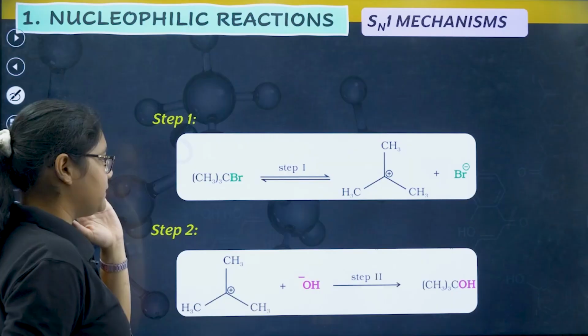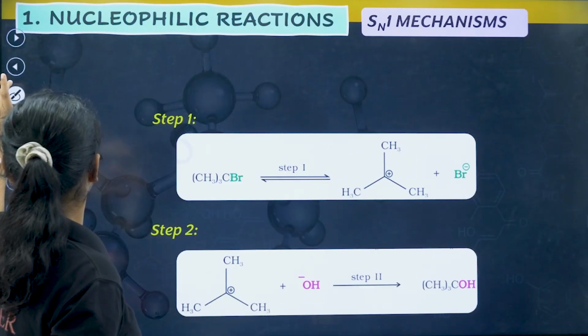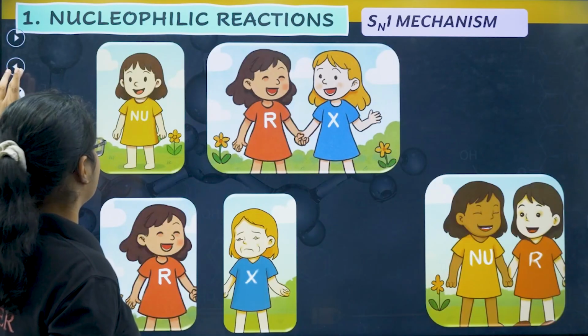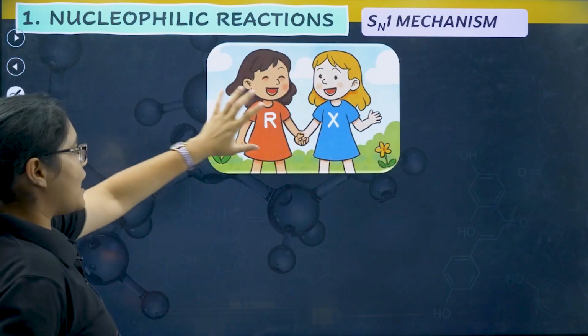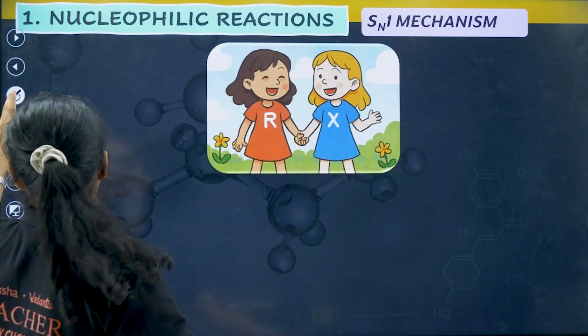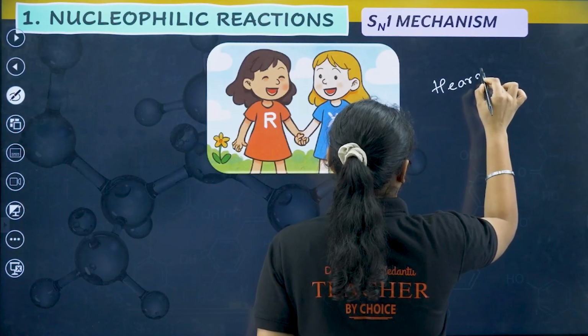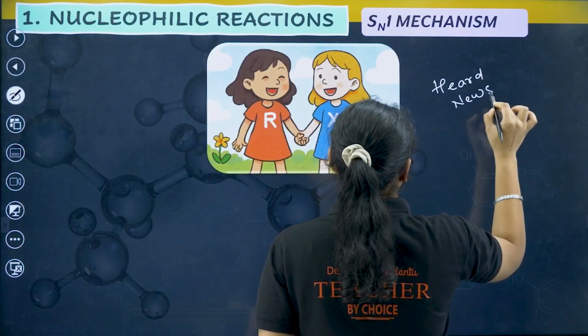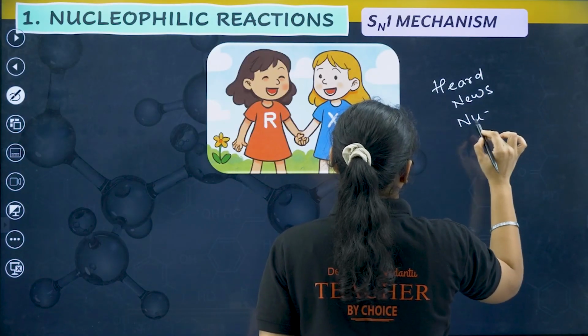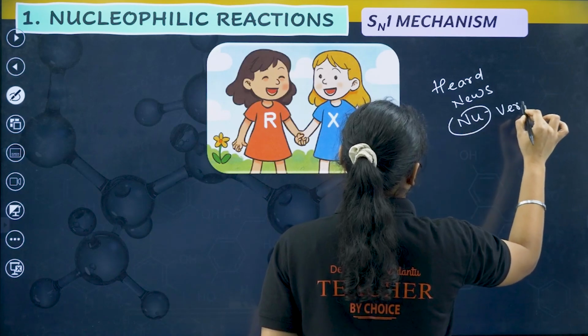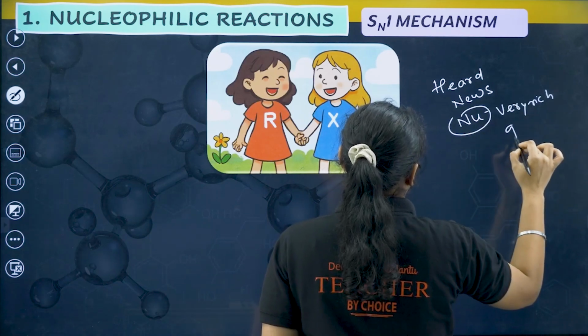Okay, so let me just tell you the story like this. Here I'll go back and modify the story a little bit. So R and X were friends. What happened after that is R heard news. R heard the news that nucleophile, a girl, a very rich girl, is coming to their city.